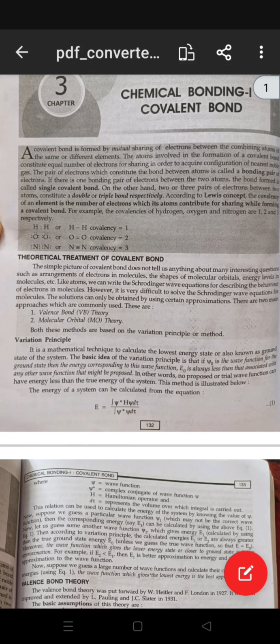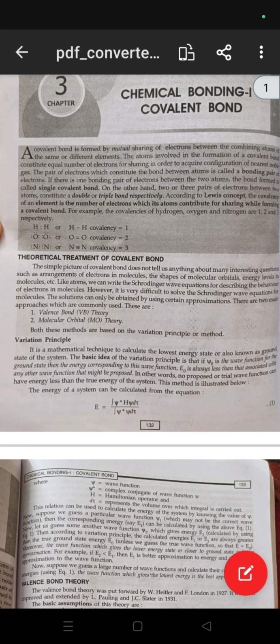Hi everyone. In this video, I am going to read Chemical Bonding, Covalent Bond. Theoretical treatment of covalent bond. The simple picture of covalent bond does not tell us anything about many interesting questions such as arrangement of electrons in molecules, the shape of the molecular orbitals, energy levels in the molecules, etc.